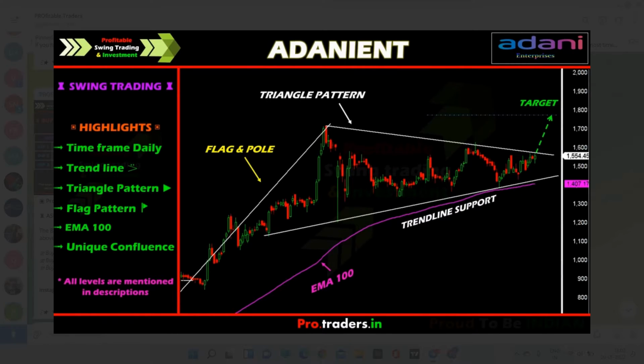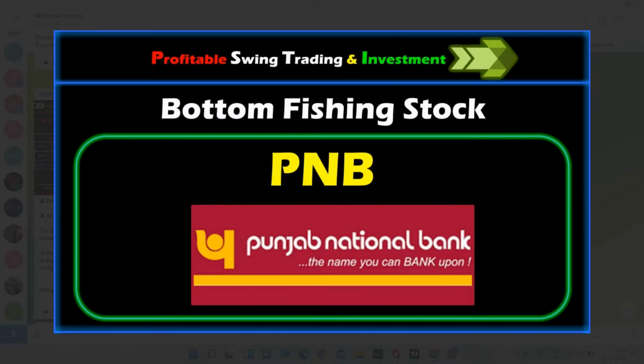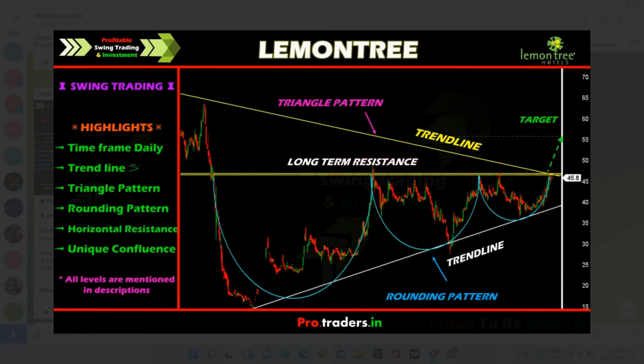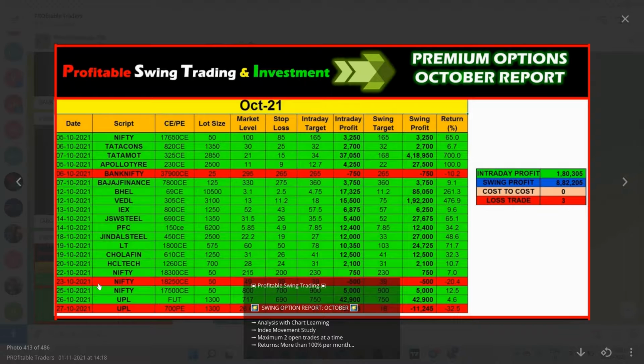Seeing some trade setups for Bank Nifty as well as Adani. Okay, so this is how it works. And one more thing I just wanted to show you, this thing. Okay, so this is data of October 21.